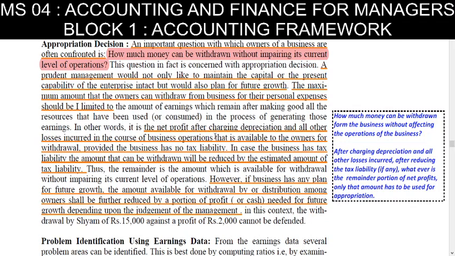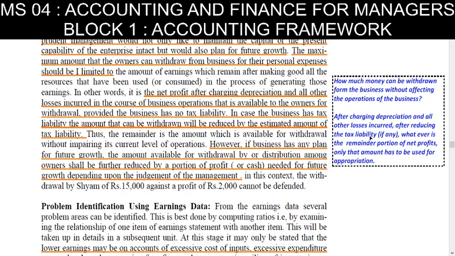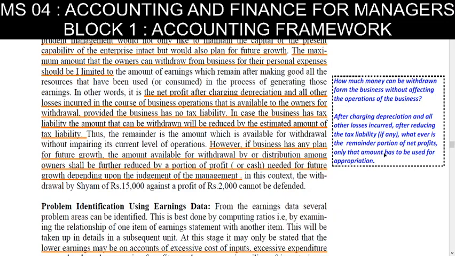It should be limited to net profit after charging depreciation and all other losses in the course of the business operation. If there is any tax liability also, that should be reduced. To that extent, net profits should be reduced, and therefore only the remainder should be used for appropriation, for withdrawal. If the business is having any plans for future growth also, then that amount should also be reduced from the net profits, and that remainder should be used for withdrawals. After charging depreciation and all other losses incurred, after reducing the tax liability if any, whatever is the remainder portion of net profits, only that amount has to be used for appropriation. This earnings information helps us in getting information about tax liability, depreciation, all those things.